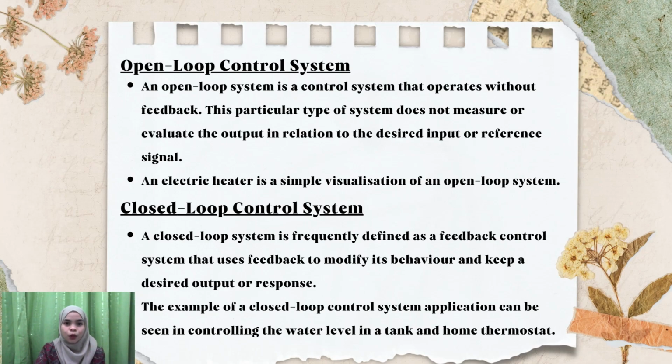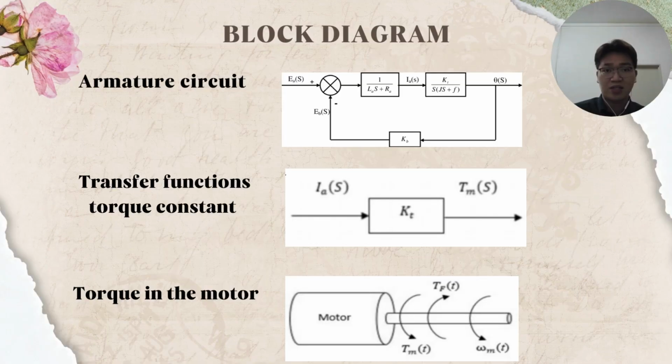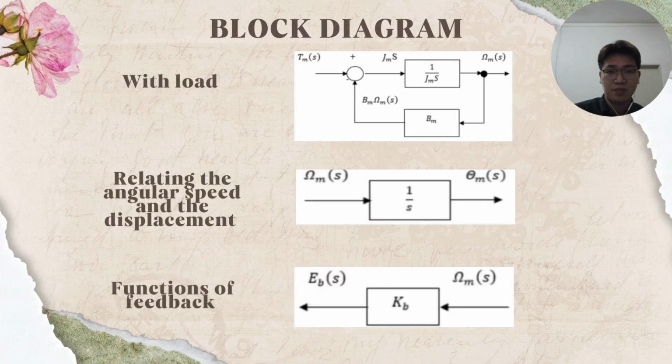The example of a closed loop control system application can be seen in controlling the water level in a tank. Other than that, it is applied in a home thermostat, which is also a closed loop system used to regulate the temperature inside a house. In the slide, we can see the block diagram for the armature circuit, the transfer function, torque constant, and torque in the motor, and the block diagram for the system, relating the angular speed and the displacement as a function of feedback.